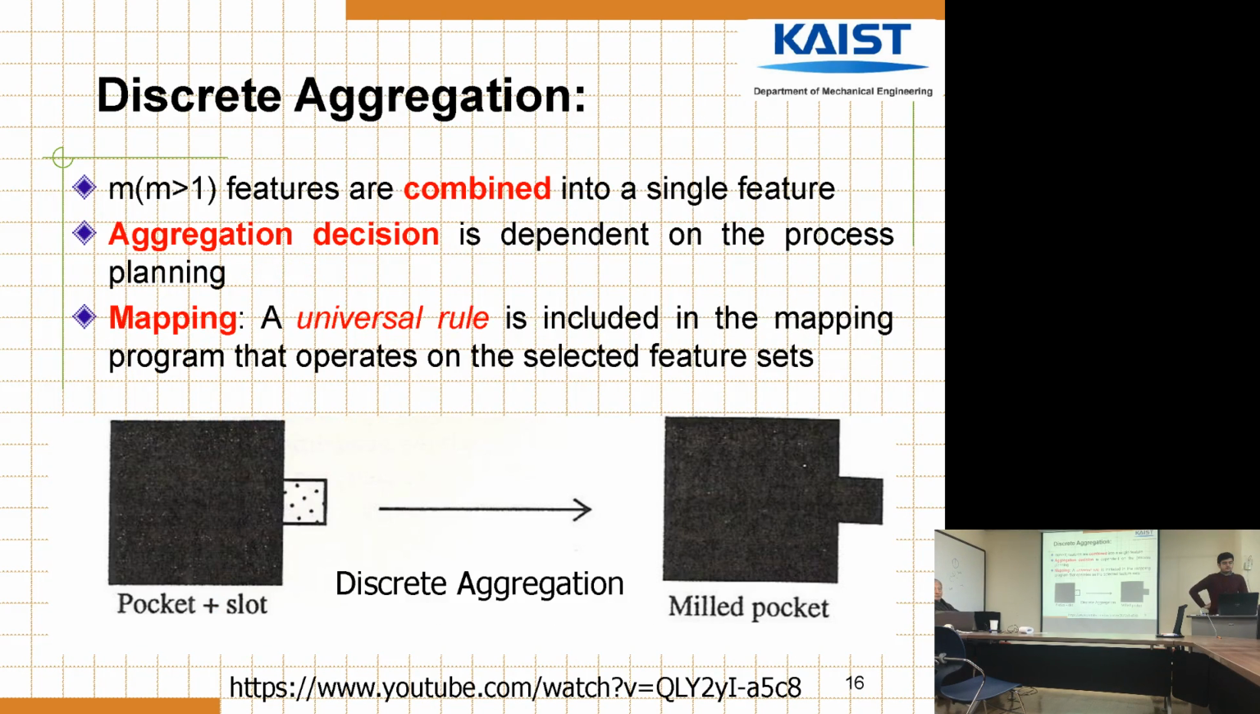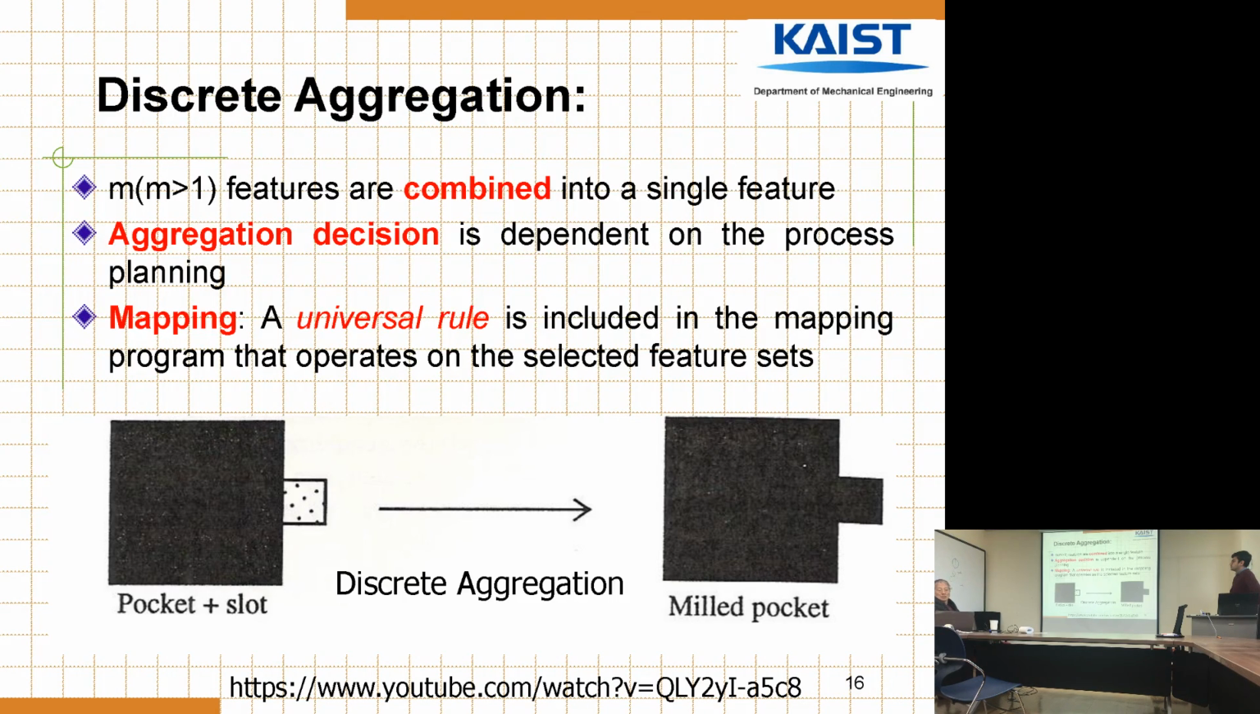The next type of the mapping classes is discrete aggregation. Discrete aggregation is when more than one feature in the source system, which can be designed, is combined into a single one. The decision on which basis you are combining the features depends on the process planning, or on the decision of the process planner, if you are the process planner.